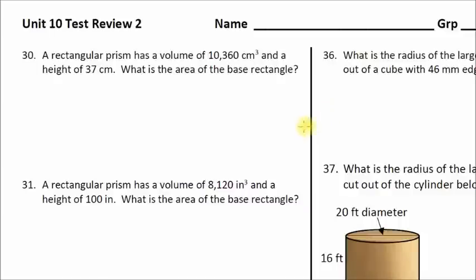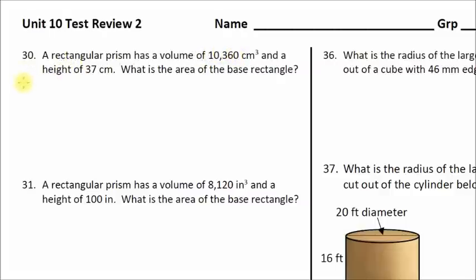All right, we're on the volume test review worksheet number 2, number 30. A rectangular prism has a volume of 10,360 centimeters cubed and a height of 37 centimeters. What is the area of the base rectangle? Well, look what they've given us. They've given us volume, so we know capital V, and they've given us height.